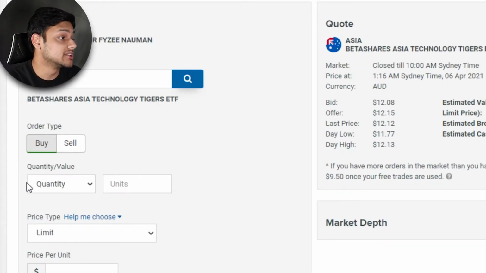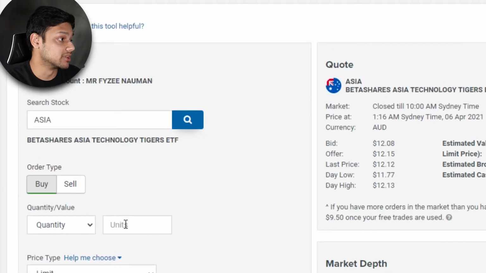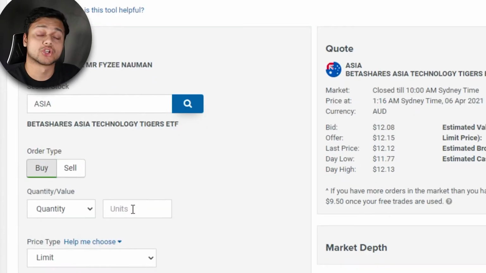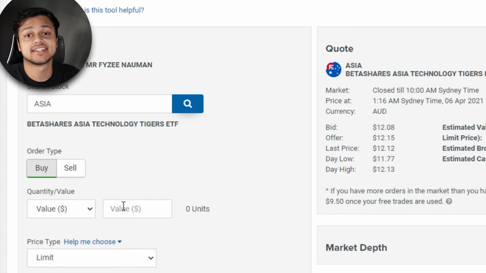Looking at the screen, the quantity refers to how many individual units of this ETF you want to buy. Each ETF is priced at around $12. So if you put in, say, 10 units, then you'll be buying roughly $120 worth of this ETF. Quantity is pretty straightforward, but there is another option, which is value. Let's say you've got $1,000 that you want to invest. If you put in $1,000 over here, the system is roughly going to tell you how many units you can buy with $1,000.